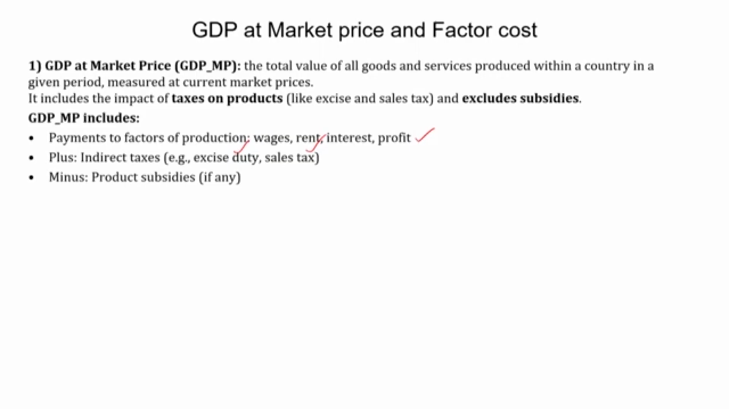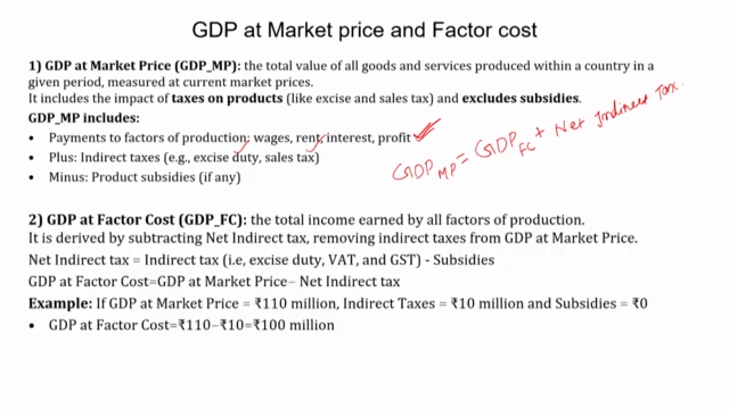So simply this means that GDP at market price, GDP at MP, can be written as GDP at factor cost, which I mentioned in the first line, plus net indirect tax, which we need to add here. Net indirect tax here means indirect tax minus subsidies.